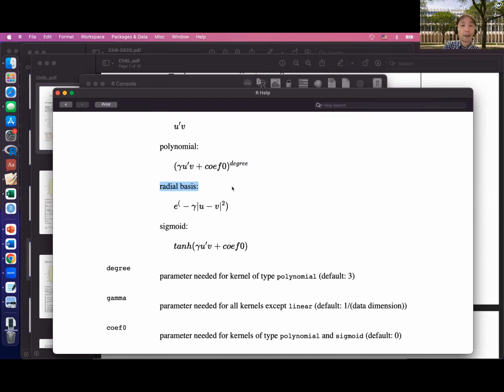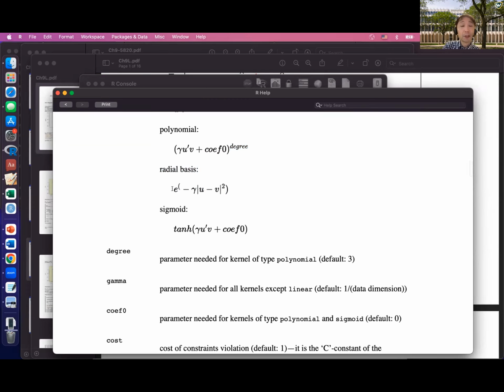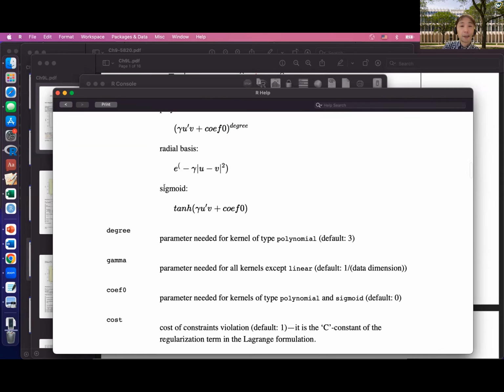And the radial basis function, I think there is some typo here, but it is e to the power negative gamma times the absolute value of u minus v squared. So gamma is a hyperparameter. And the sigmoid function, again, either gamma or coef 0 is our hyperparameter. This is the hyperbolic tangent, so basically it is kind of similar to the logistic curve.